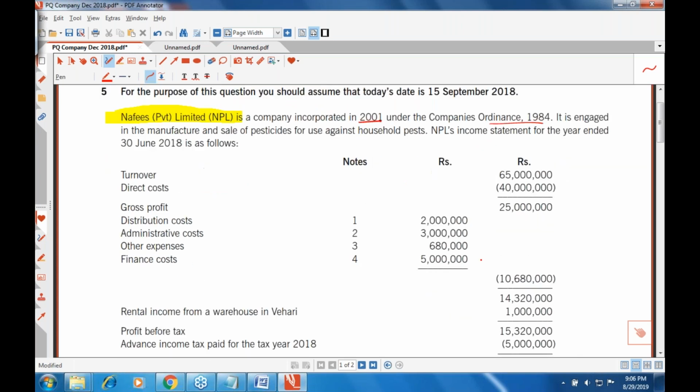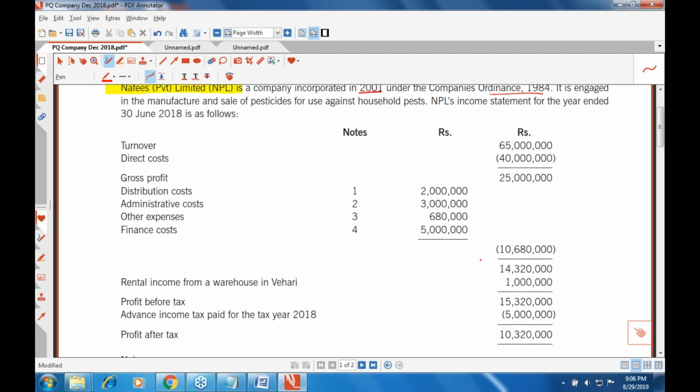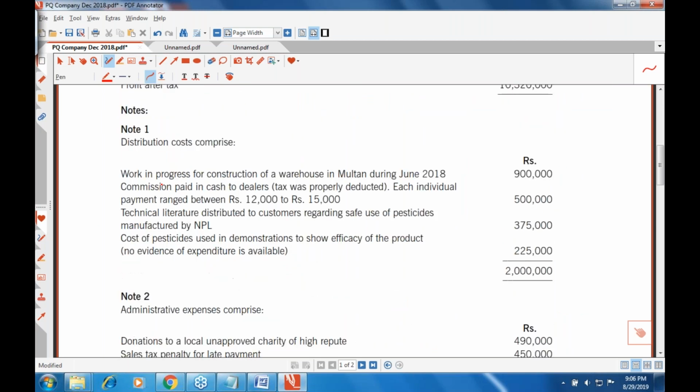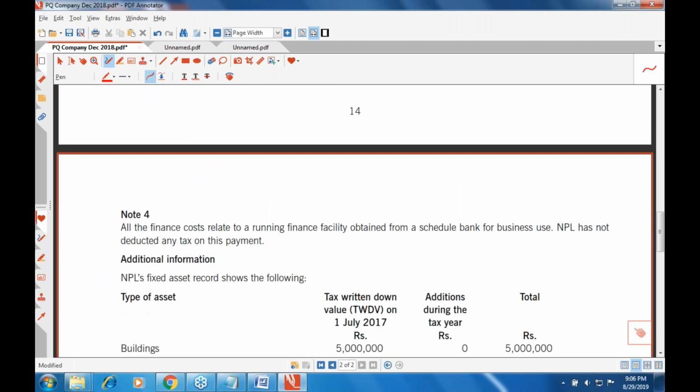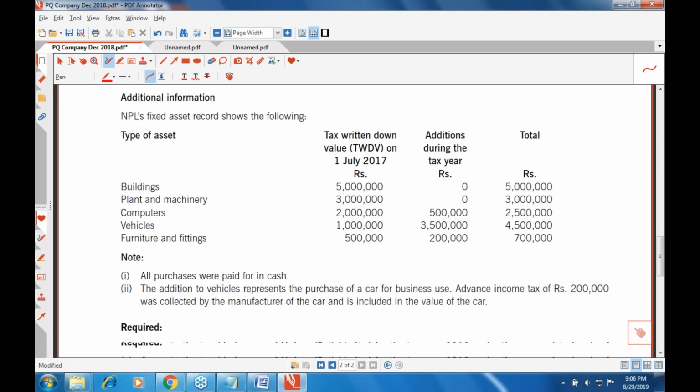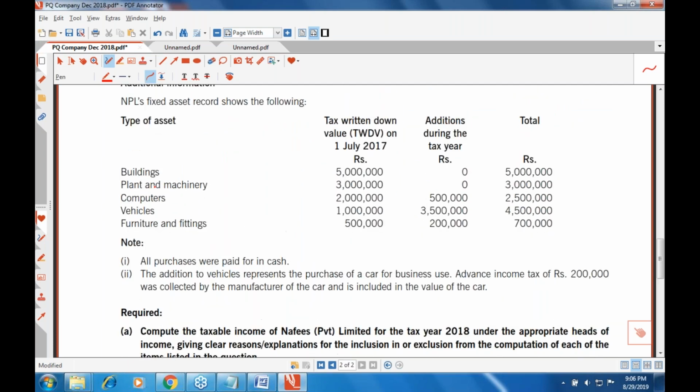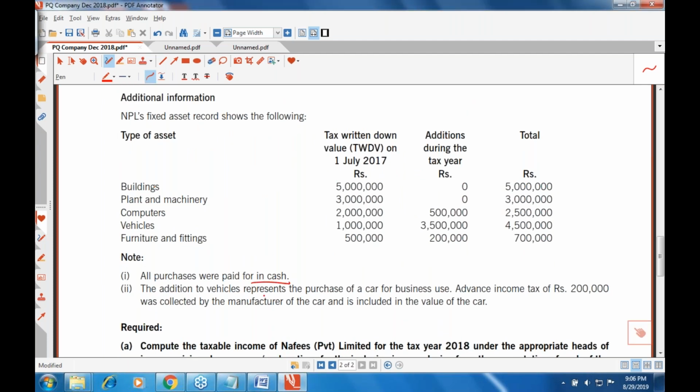The details are given: the turnover, direct cost, gross profit, distribution, admin, other expense, finance cost, and then rental income from a warehouse in Vihadi, then profit before tax, then advance income tax paid for this, and then profit after tax. The notes are given with respect to each one of them: Note 1, 2, 3, 4, and so on. The additional information is also given. It says all purchases were paid for in cash. The second is the addition to vehicles, which represents the purchase of a car for business use. Advance income tax of 200,000 was collected by the manufacturer and is included in the value of the car.